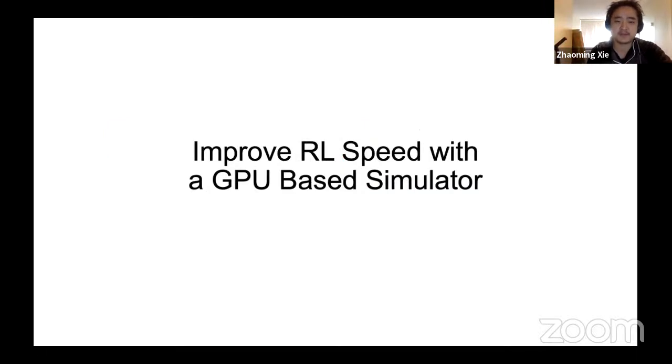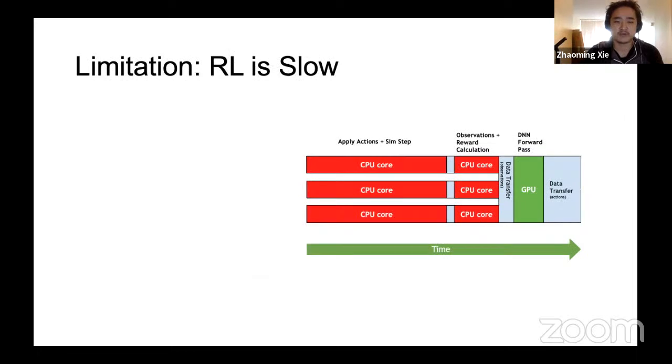Okay. So the first part of my talk is about how to improve the speed of reinforcement learning with a GPU-based simulator. The limitation of reinforcement learning is that it's slow. On this figure, we see a usual pipeline when you are trying to use reinforcement learning to control a robot. Because of the large number of interactions required between the robot and the environment, it's typically infeasible to train your policy directly using your real robot.